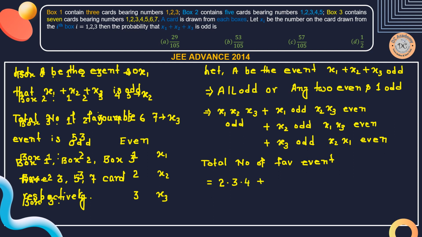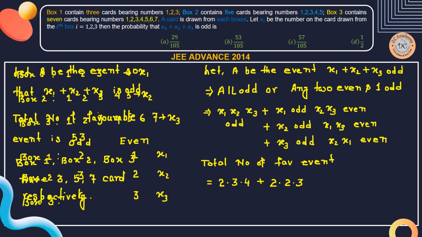Plus, when x1 is odd, x1 has to be chosen out of two odd cards, so it is two ways. Now x2 and x3 are even. There are two even cards for x2 and three even cards for x3. So it is 2 into 3.